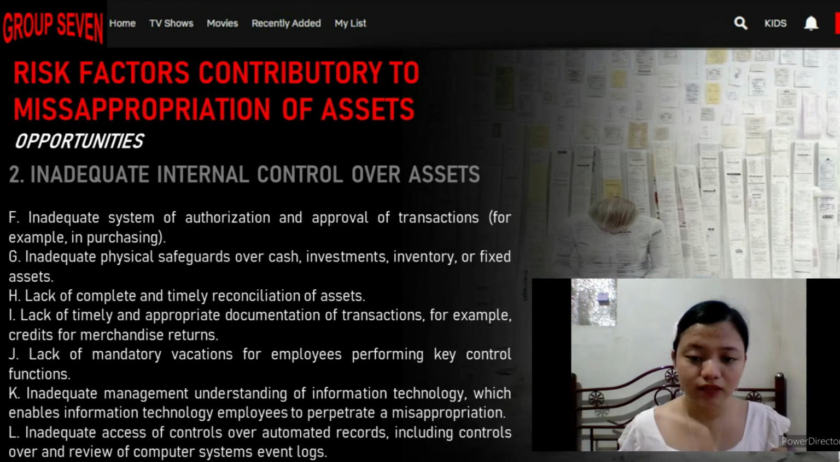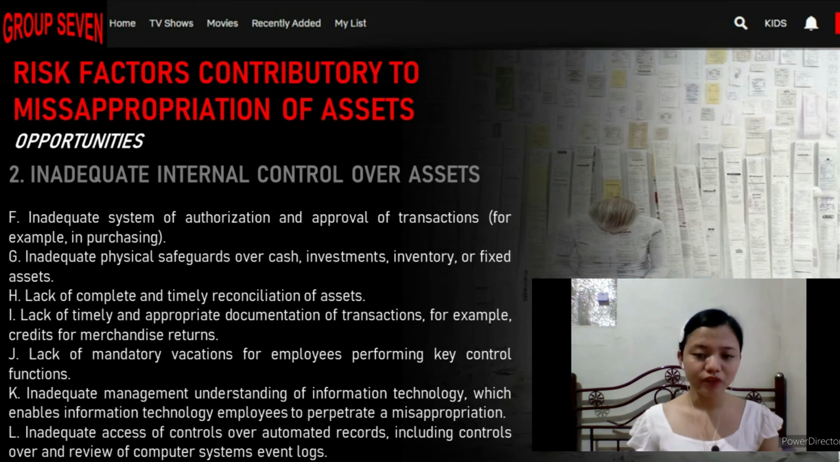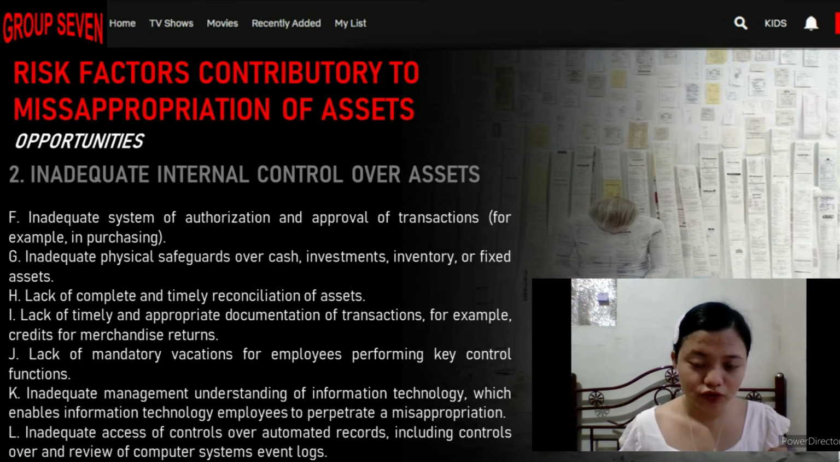inadequate physical safeguards over cash, investments, inventory, or fixed assets, lack of complete and timely reconciliation of assets, lack of timely and appropriate documentation of transactions, for example, credits for merchandise returns, lack of mandatory vacation for employees performing key control functions, inadequate management understanding of information technology, which enables information technology employees to perpetrate a misappropriation. And lastly, inadequate access controls over automated records, including controls over and review of computer systems event logs.